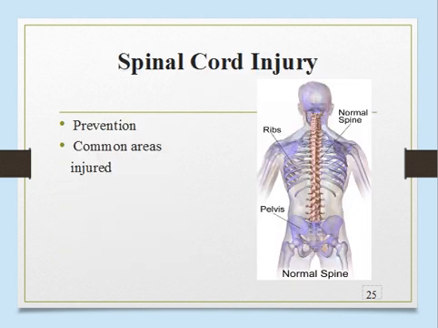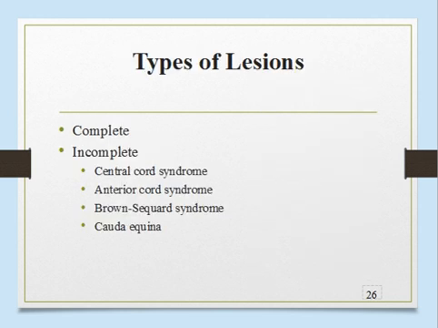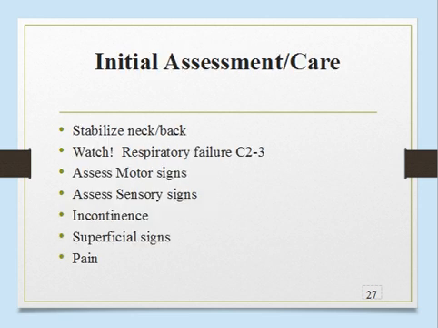Spinal cord injury, prevention is the key. Common areas injured is the neck, and we'll go through some more of those. Types of lesions, we won't get into all of the details. I just wanted you to see that there could be a complete tear in the spinal cord or different kinds of incomplete tears, central cord, anterior cord, and some other ones.